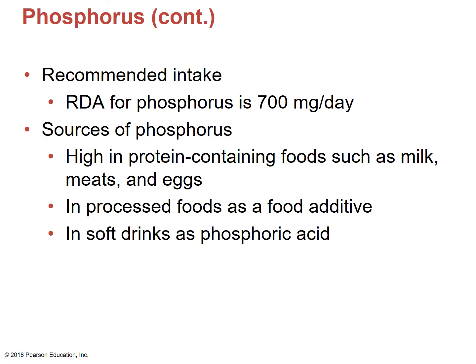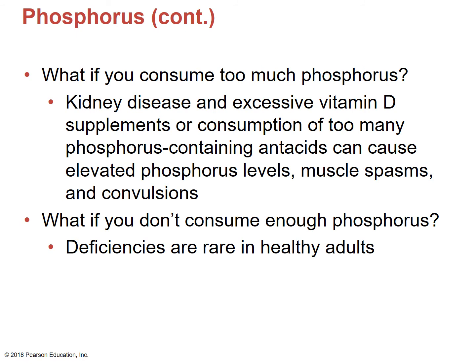Recommended intake again for phosphorus is 700 milligrams a day, and the sources typically are high protein containing foods: milk, meats, eggs. In processed foods, it's used as a food additive, and in soft drinks, it's used as phosphoric acid. What if you consume too much? You may get kidney disease or excessive vitamin D supplements. What if you consume too little? These deficiencies are rare in healthy adults.